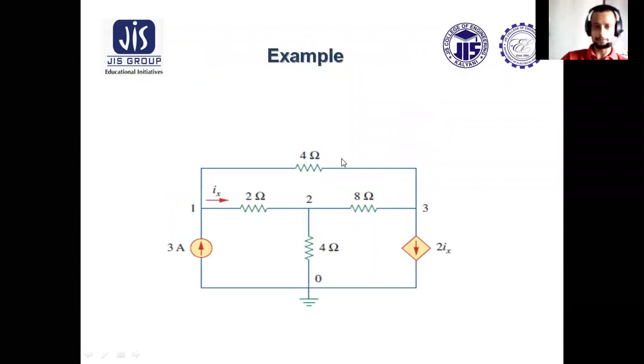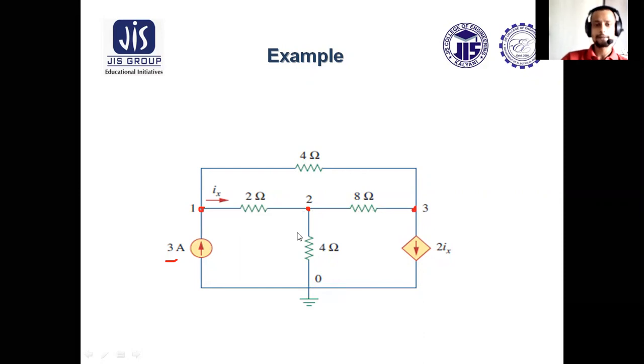Now let us solve this example. For this example, see, this is a current source. So voltage at node 1 is not known. So let us assume this voltage as V1. Similarly, voltage at this node is not known. Voltage at this node is not known. So we have three unknown voltage nodes. So first point is to mark and identify all the nodes. So we have marked all the nodes as 1, 2, 3. Then choose the reference node. We have chosen this 0 as the reference node, which is at ground potential as assumed.